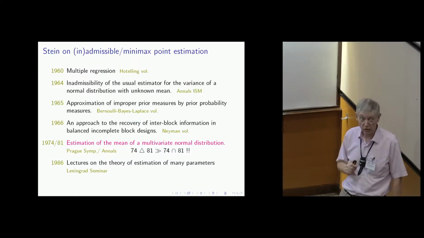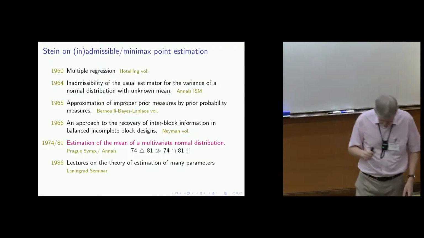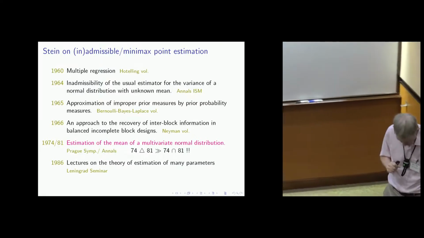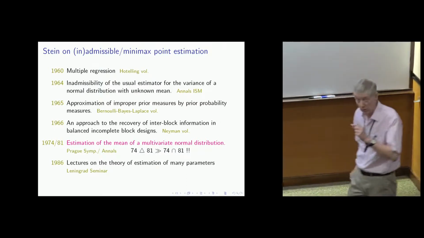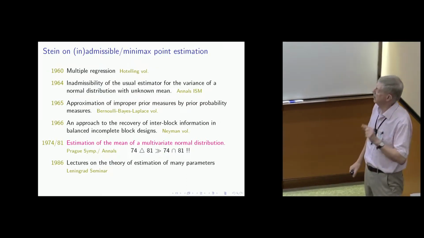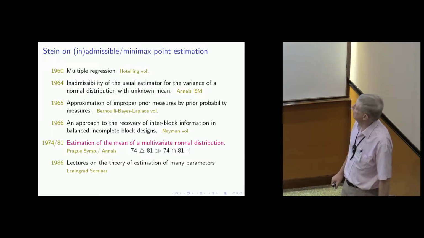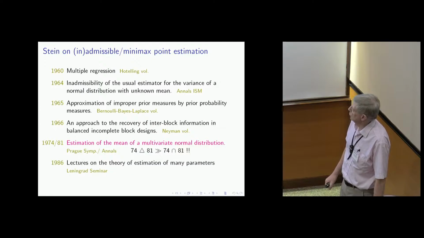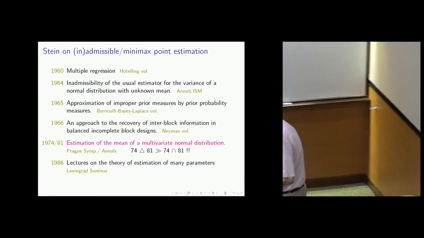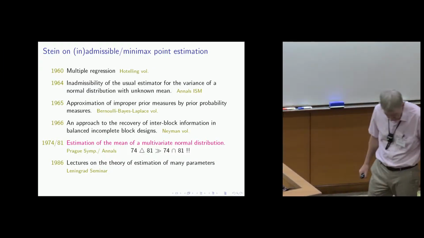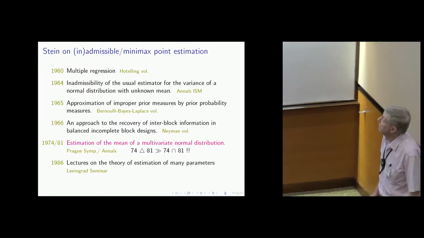So going on with the list, Charles's 1960 paper carried over some of the inadmissibility ideas to a multiple regression setting. And then the 64 paper is, as was mentioned earlier by Molly, I think, a surprising result for a single parameter, an inadmissibility result, and it's the scale parameter of a Gaussian distribution with unknown mean, and the Kullback-Leibler loss function that is now known as Stein's loss makes an appearance there.